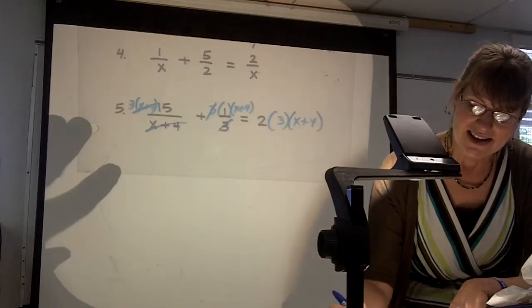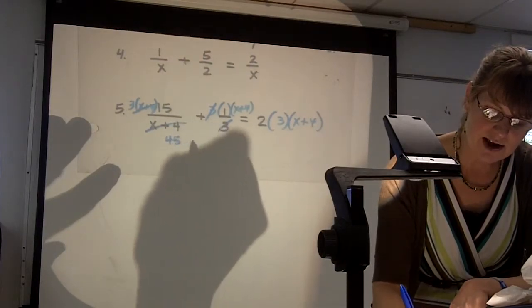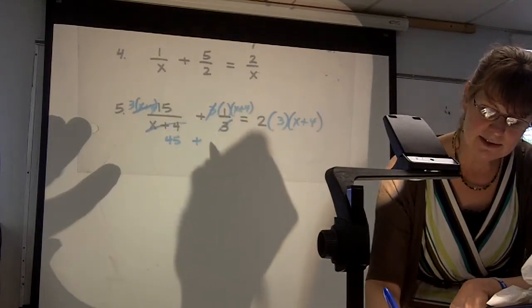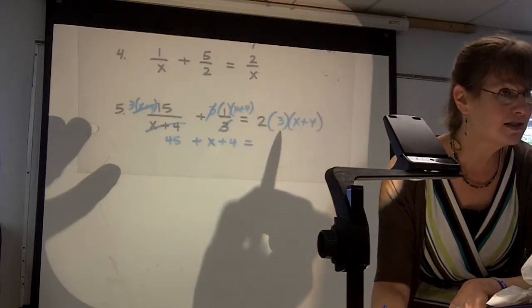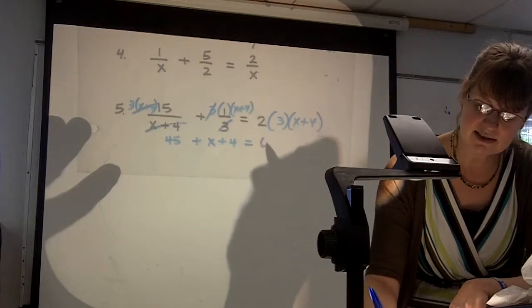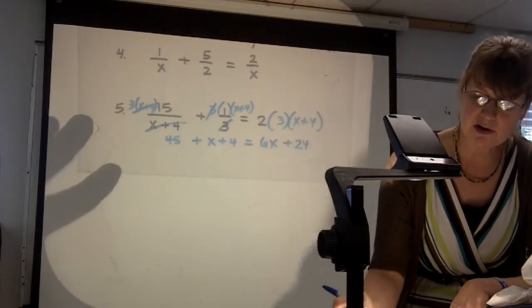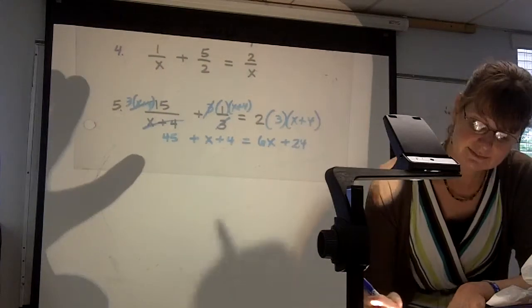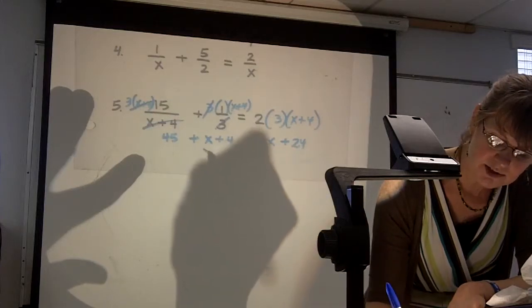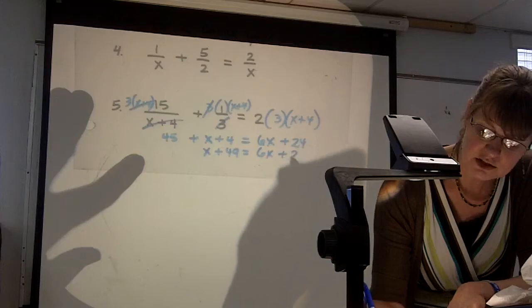Okay, and we're going to get 3 times 15, which is 45. And then we just have 1 times x plus 4, which is so nice. And then we get 2 times 3, which is 6. 6 times x is 6x. And then 6 times 4 is going to give us plus 24. All right, what do we do at this point? You combine like terms. So we're going to have x plus 49 equals 6x plus 24.